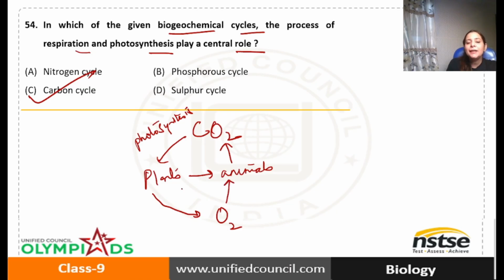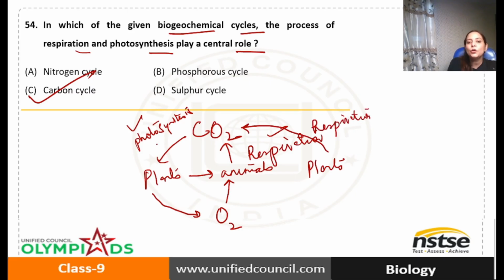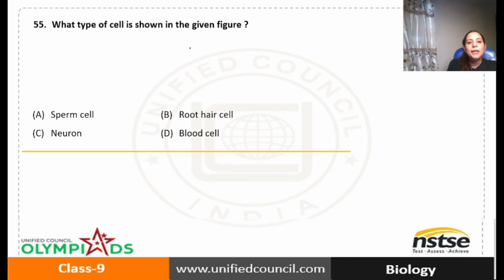So if you see the carbon cycle, you will see that respiration and photosynthesis play a key, central role, because CO2 is taken up by plants for photosynthesis, but when they respire, they liberate CO2. At daytime, when they are photosynthesizing, they are utilizing CO2. And the reverse is true when they respire, like they respire like us. So which option is correct here? Option C is correct.